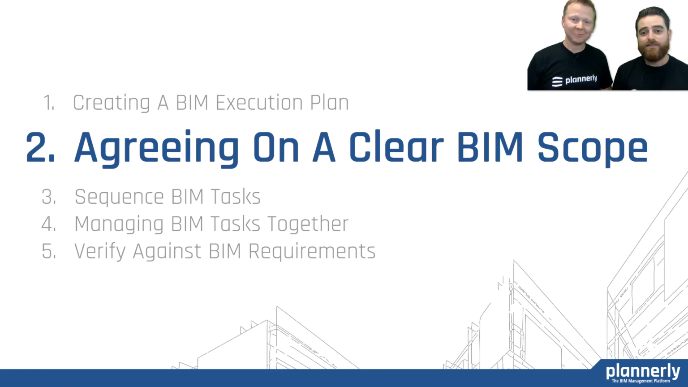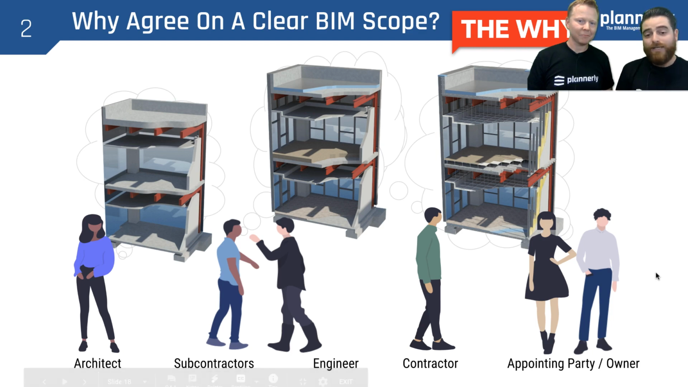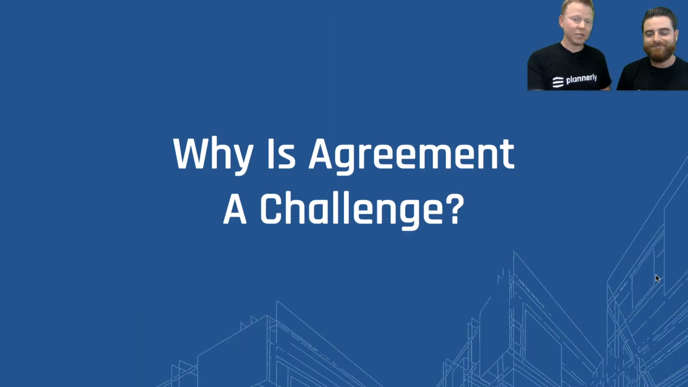So a big piece to BIM execution plans is agreeing on a scope as well. So let's jump into that. Why is it that we need to agree on a clear BIM scope? If we were to ask anyone on any given project, every trade manager all the way down to the designers on the team, they will have a different opinion on what their BIM would look like. And so getting that agreement is a challenge.